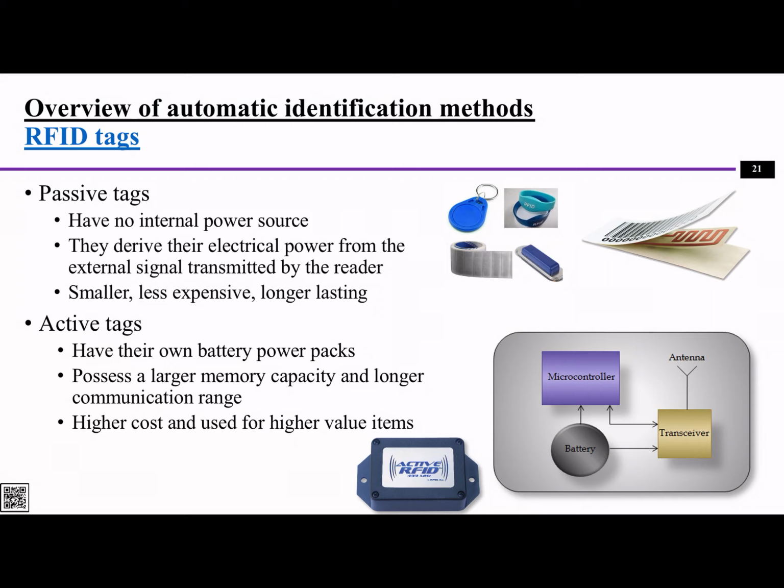So the benefit of this is it can be read from a long distance, and the information on it can be erased and rewritten. So that's an advantage of it. But the problem with active tags is they are very expensive, and usually they are used for higher value items.